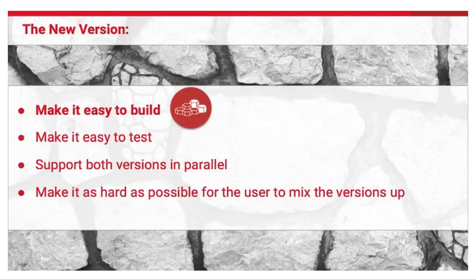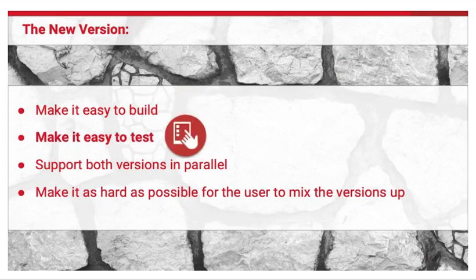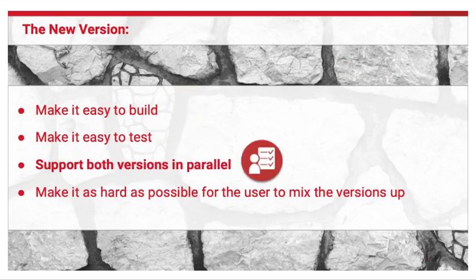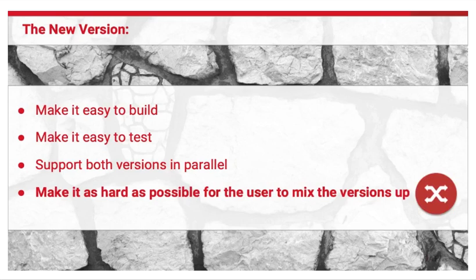When it comes to the new version, make it easy to build, make it easy to test, support both versions in parallel. This is an important point because if you are going to break someone's interface, you need to give them a fair warning and time to test. Last but not least, make it as hard as possible for the users to mix up the versions.